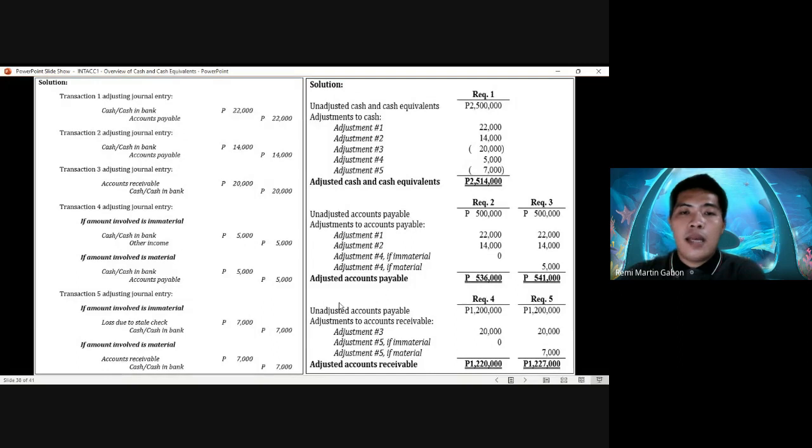Now, proceed to requirements 4 and 5. Correction, this should not be accounts payable, this should be accounts receivable. So, the adjusted balance of accounts receivable is 1,200,000, adjusted with adjustment 3 and adjustment 5. Adjustment 3, debit to accounts receivable, additional 20,000. Normal balance is debit. Then adjustment 5, if immaterial, 0, because it says loss. But if material, accounts receivable, addition.